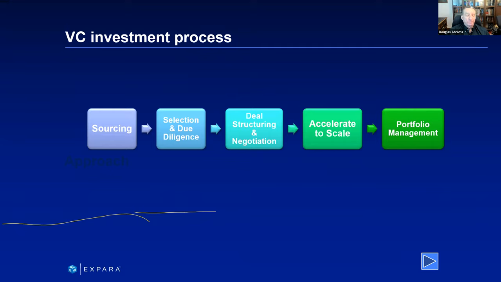And at the same time that they're doing selection and preliminary due diligence, the VC will be doing deal structuring and negotiation, assuming the offers are acceptable to both sides. There'll be a term sheet. I'll talk about that in a minute. Further due diligence, investment, then the VC will help the company accelerate and scale, and the VC will do the same thing with all the companies in their portfolio, which we call portfolio management.